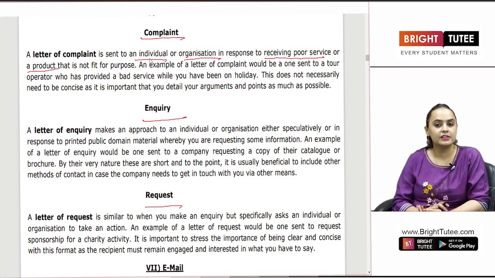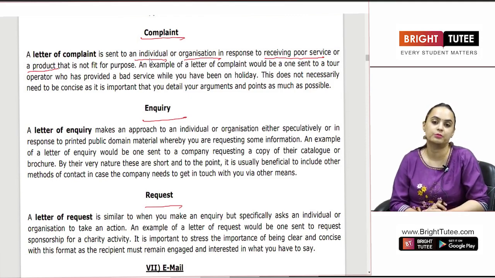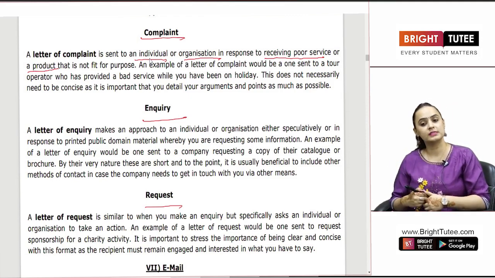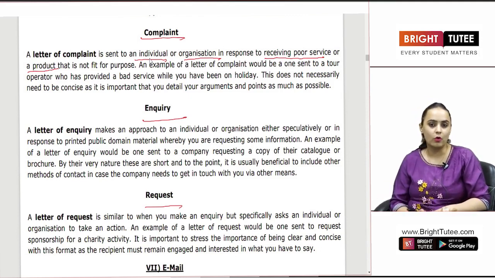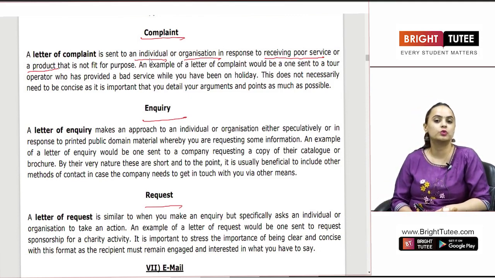Then we have the letter of inquiry. A letter of inquiry makes an approach to an individual or organization, either speculatively or in response to printed public domain material, whereby you are requesting some information. So, you came across some product or some organization about which you wish to have a detailed report, and thus you decide to write a letter of inquiry to them.